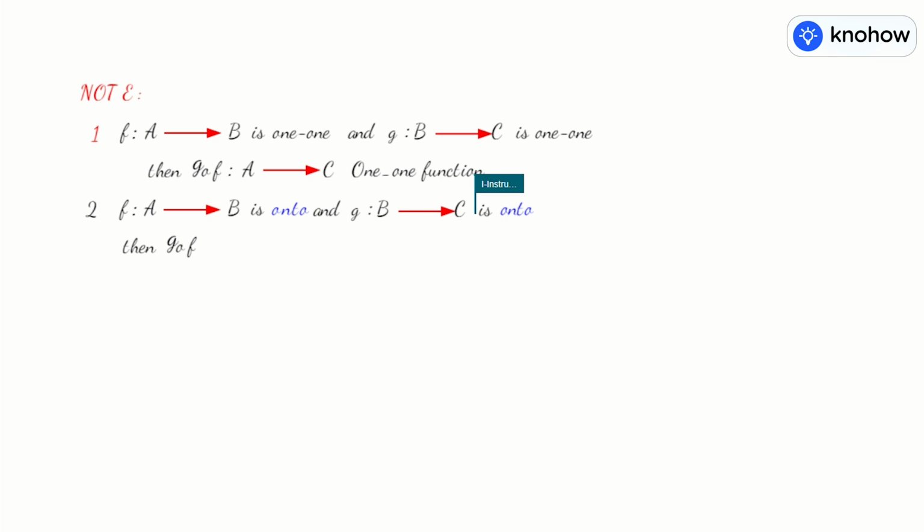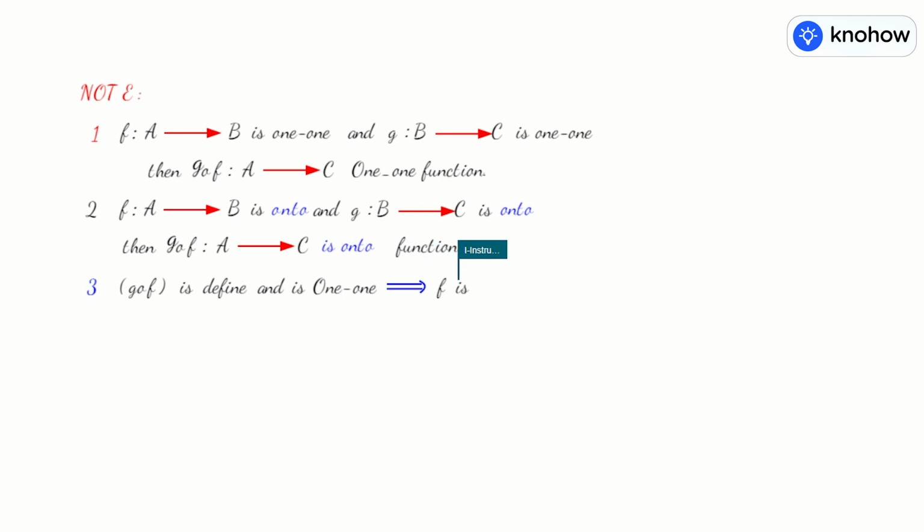Now third point, if f and g are functions such that GOF is defined and 1-1. Now remember, here he is not saying in advance anything about f and g separately, whether they are 1-1 or onto or what. He is saying that if GOF first of all is defined and is 1-1, then f is 1-1. And we are not saying anything about g. Nothing about g. It may or may not be 1-1.